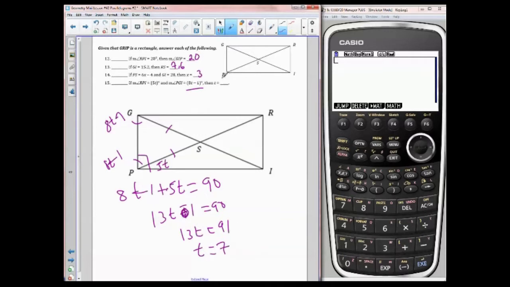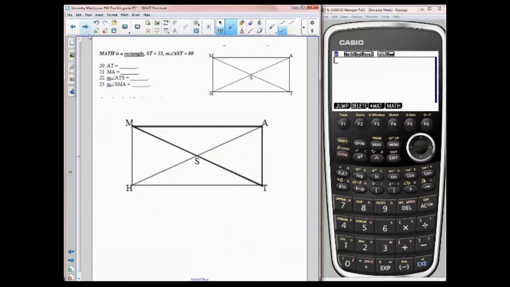All right? Boom. Now let's watch this next example. This one is going to be interesting. So we have ST is equal to 15, and all these apply to the same problem. So ST is 15.